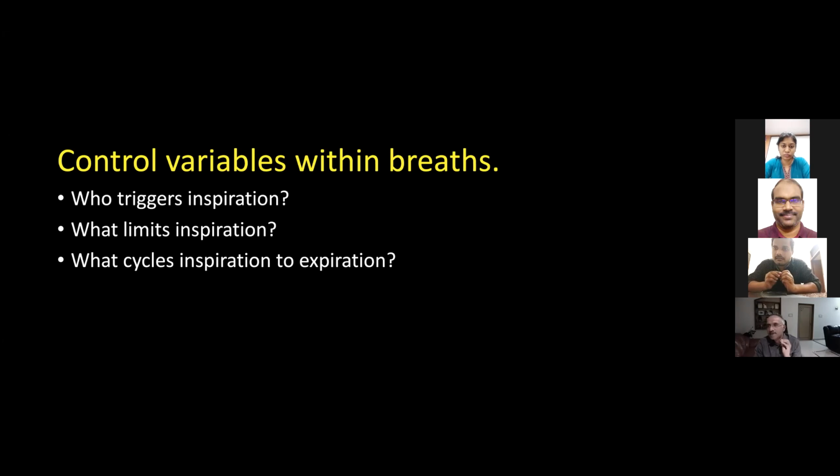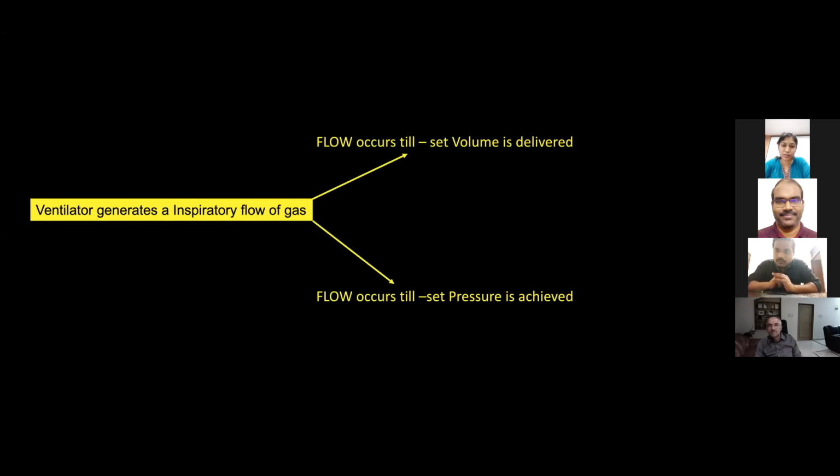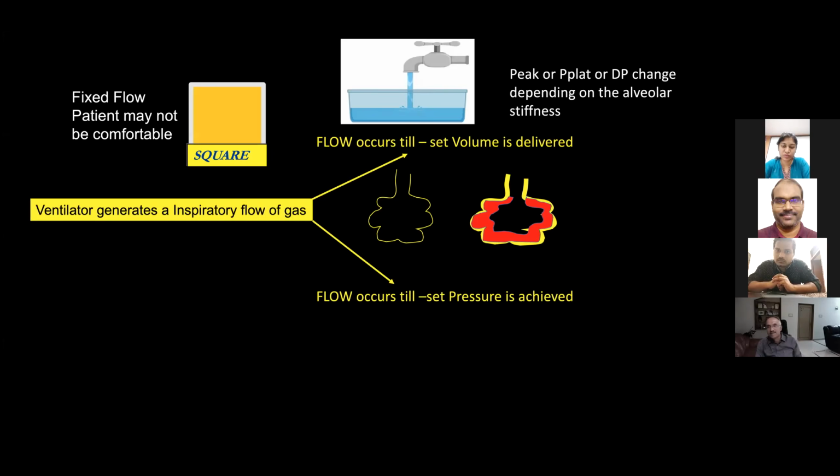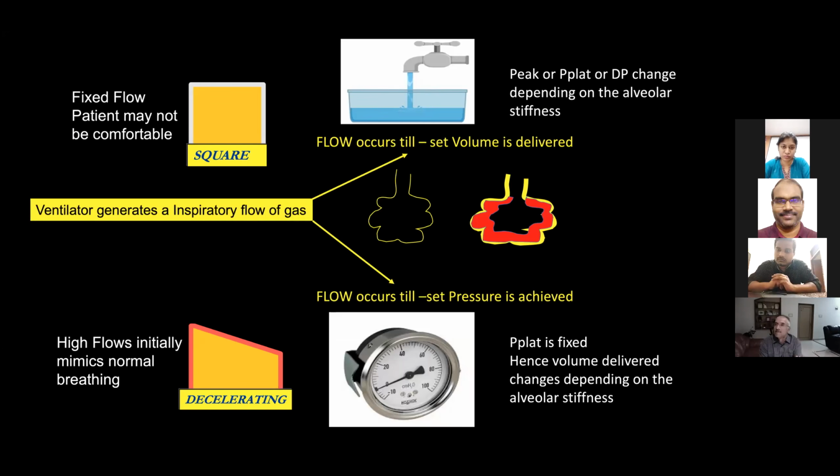Who triggers the inspiration? Either the patient or the ventilator. So this part we have understood, isn't it? This we have already discussed. The ventilator generates the inspiratory flow of gas. Flow occurs till a set volume is delivered, or till a set pressure is achieved. Pressure limited gives decelerating flow, with high flow initially, which mimics normal breathing. This is fixed flow. Patient may not be comfortable.